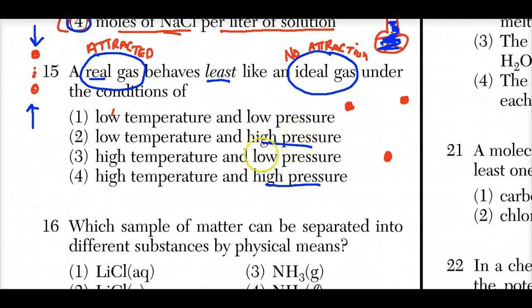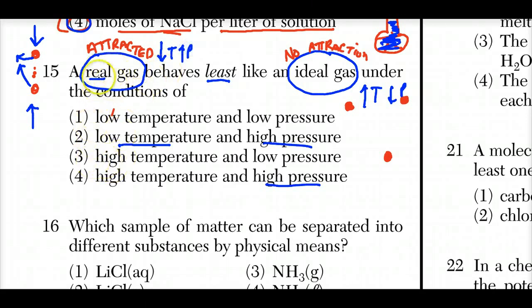Now, if I want to keep them having attractions and not paying attention to me, I also want to slow them down. When they're moving slower, they have an opportunity to attract each other more. Remember, an ideal gas is going to go faster, and in low pressure have the least attractions, where a real gas is going to have some attractions where the temperature is dropped and the pressure increases.